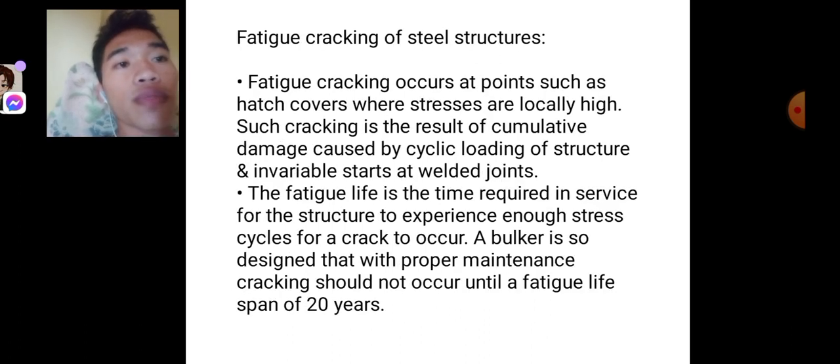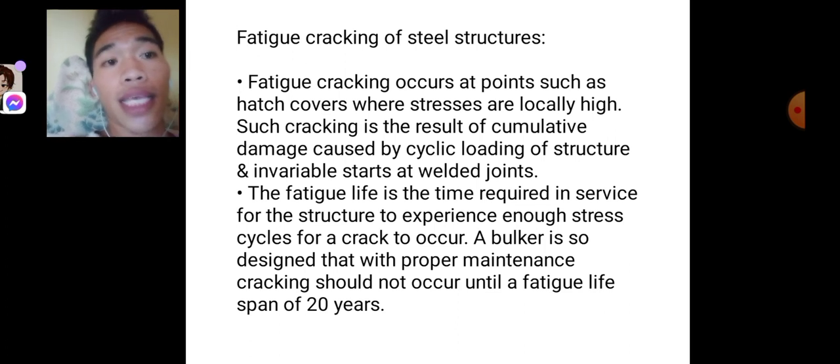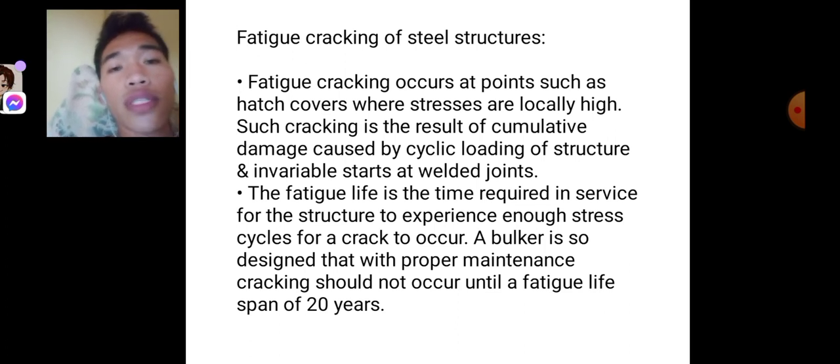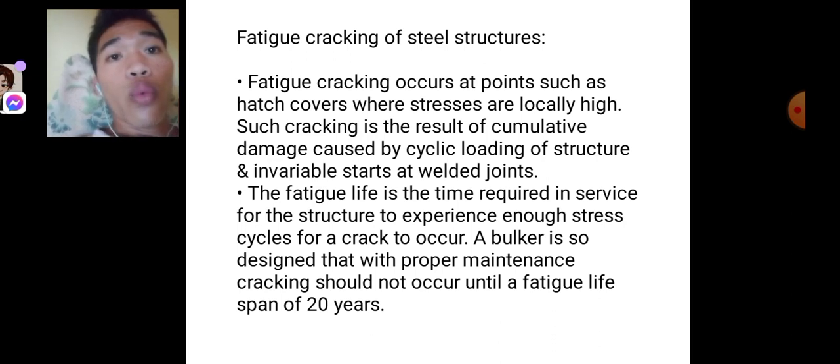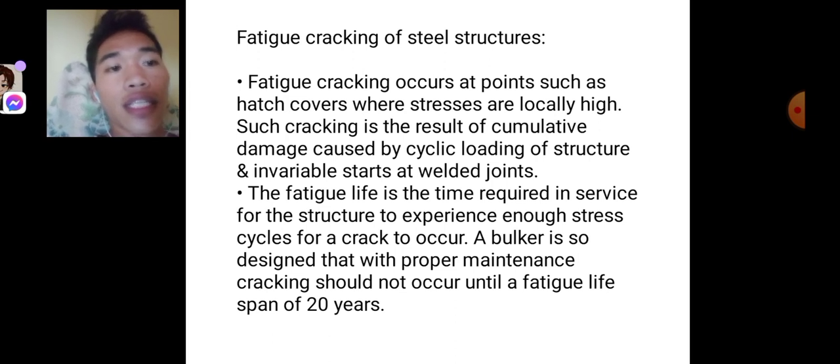So, fatigue cracking of steel structures. Fatigue cracking occurs at points such as hatch covers where stresses are locally high. Such cracking is the result of the cumulative damage caused by cyclic loading of the structure and invariably starts at welded joints. The fatigue life is the time required in service for the structure to experience enough stress cycles for a crack to occur. A bulker is so designed that with proper maintenance, cracking should not occur until a fatigue lifespan of 20 years.